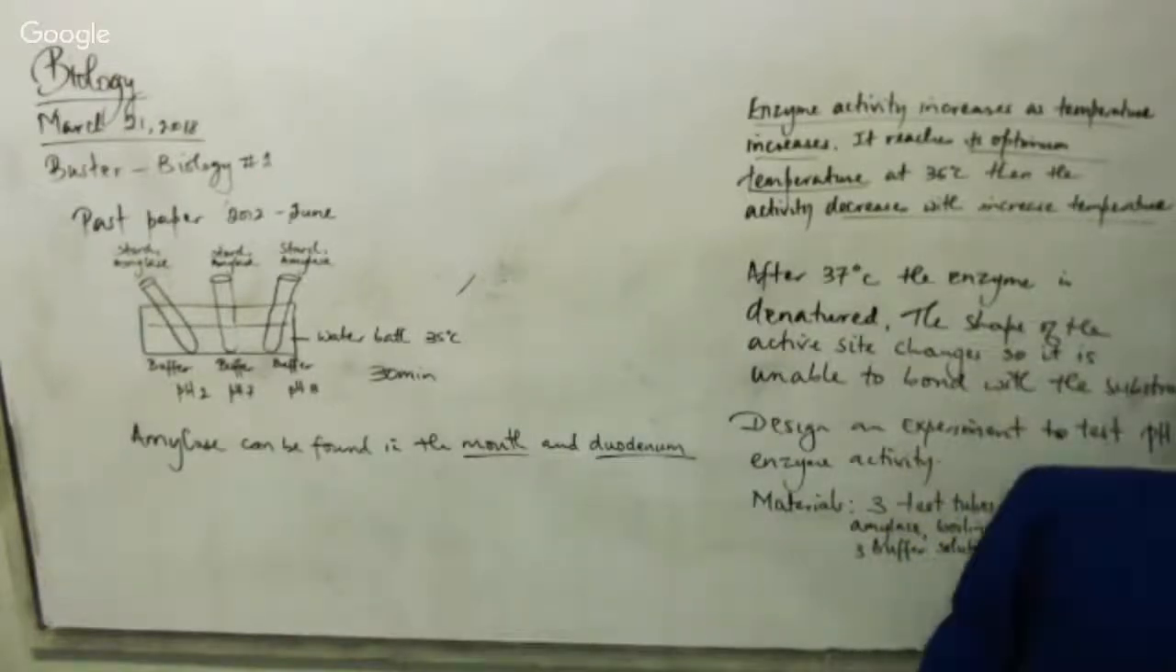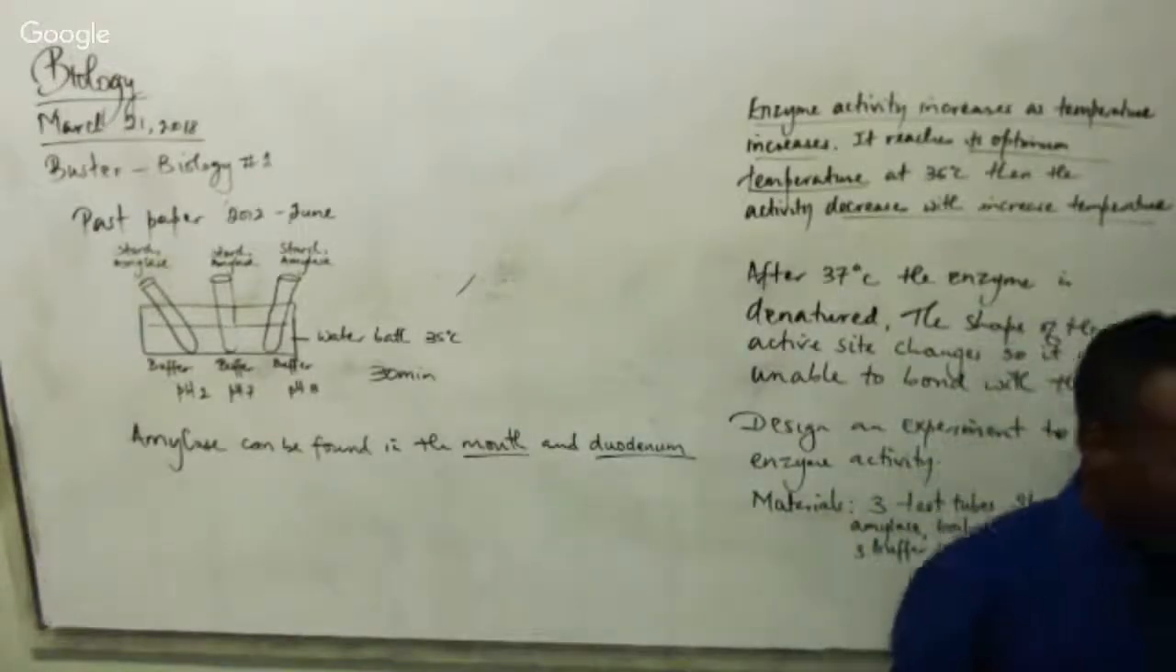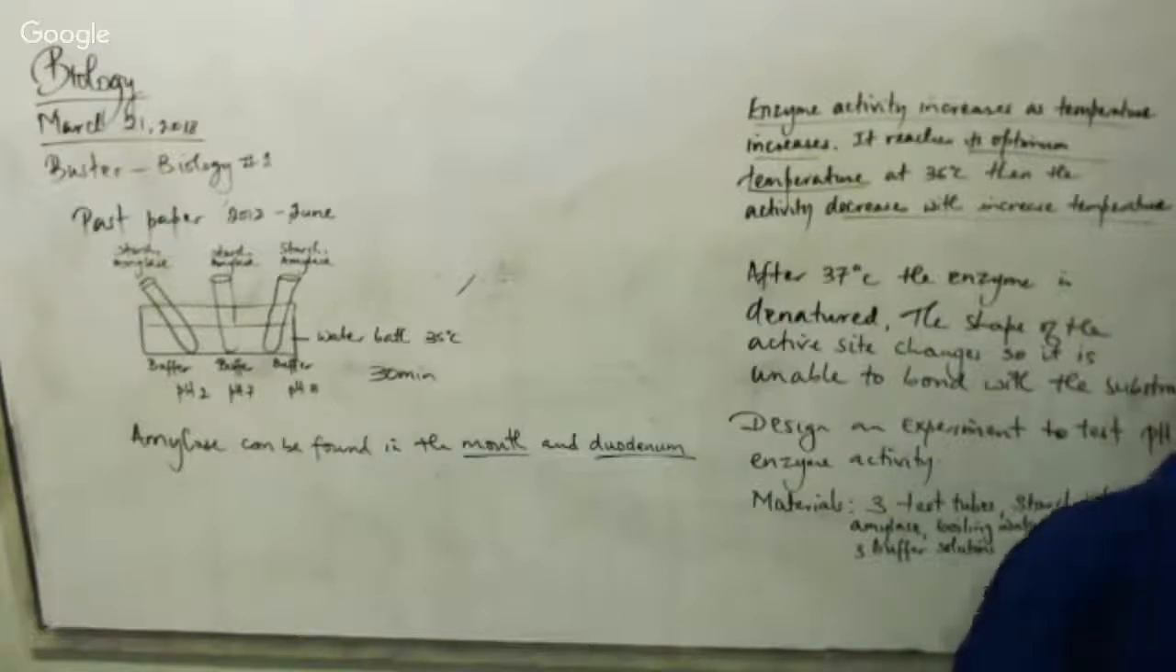Those are the two places you can find it. So if you get an animal and you want to find out if it has the mouth enzyme amylase, those are the places you need to look.